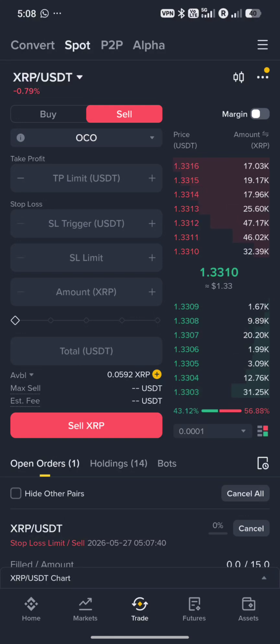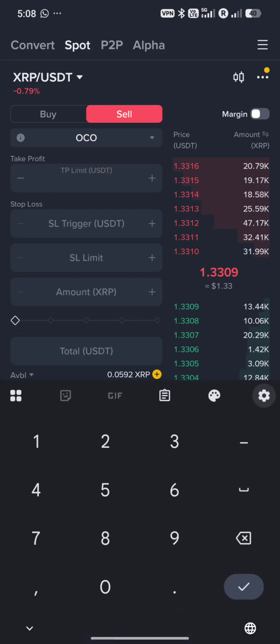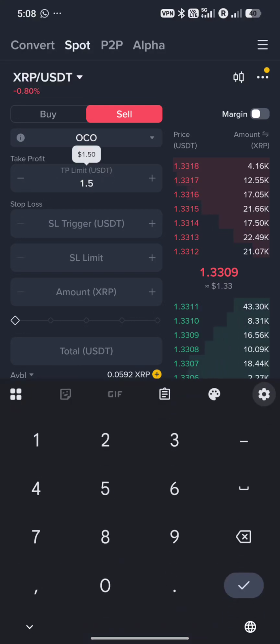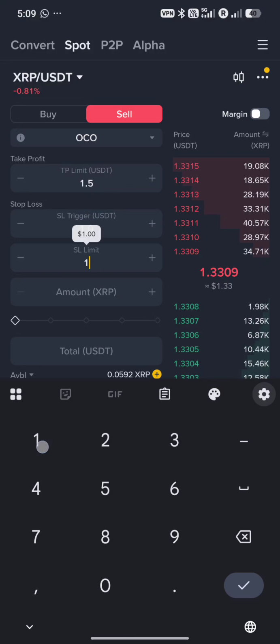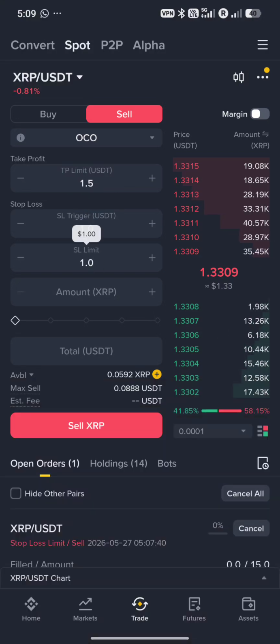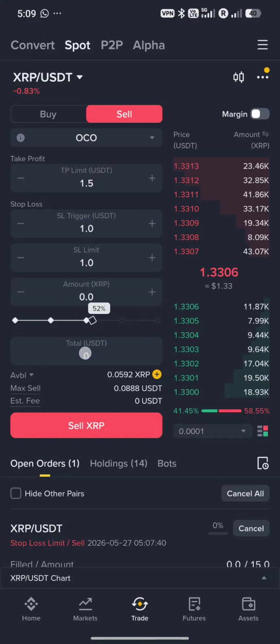So now let's use that same price. Let's assume my take profit price is 1.5, like I used initially. I will put 1.5. My stop loss price, let's assume I want it to be 1.0, like I used, stop loss 1.0. The sell limit, repeat the same price, 1.0. Then, depending on how much you want to take profit or sell, 100%.